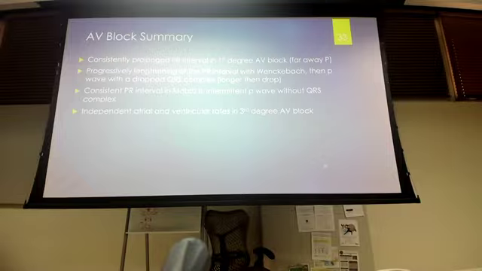So first degree AV block, consistently prolonged from beat to beat, that PR interval. Wenckebach, longer, longer, drops. Our PR intervals are getting longer, they're getting longer, they're getting longer, and then we have a P wave with no QRS.